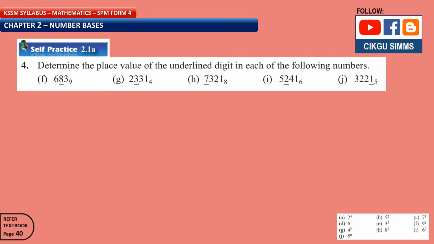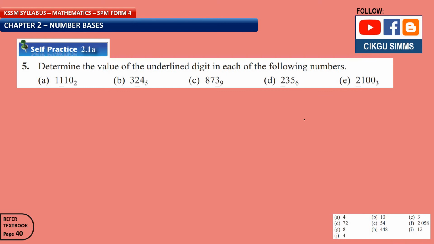For question F, 9091. 40414, so 4 to the power of 2. 808182, so 8 to the power of 3. So this is the place value. 6 to the power of 0, 6162. And then 5 to the power of 0. Okay. So if you want to calculate the value, it's also okay.